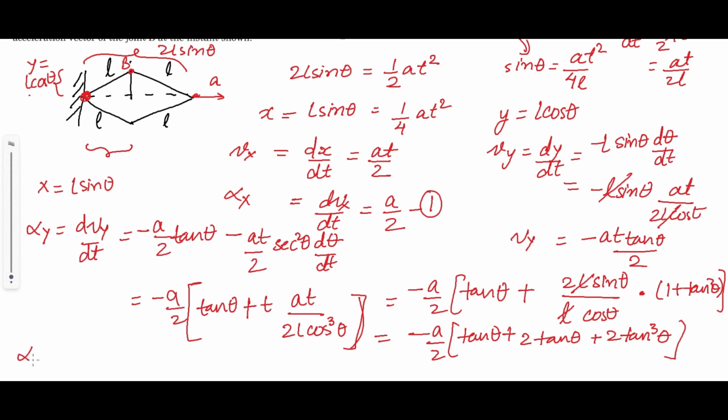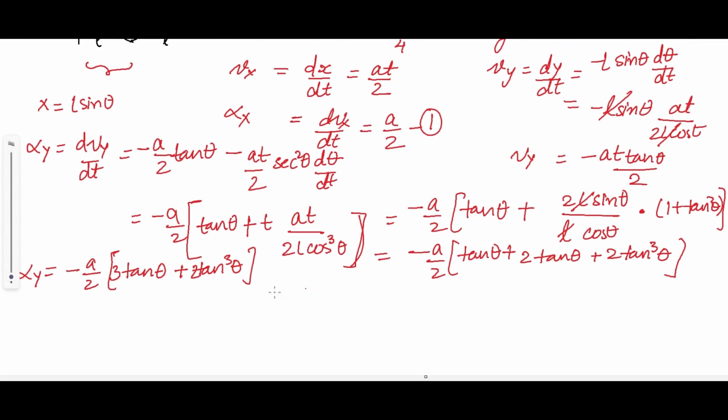That means alpha y is minus a upon 2 tan theta times 3 plus 2 tan squared theta. Hence our alpha vector must be a by 2 i cap minus 3a by 2 tan theta plus a tan cubed theta.